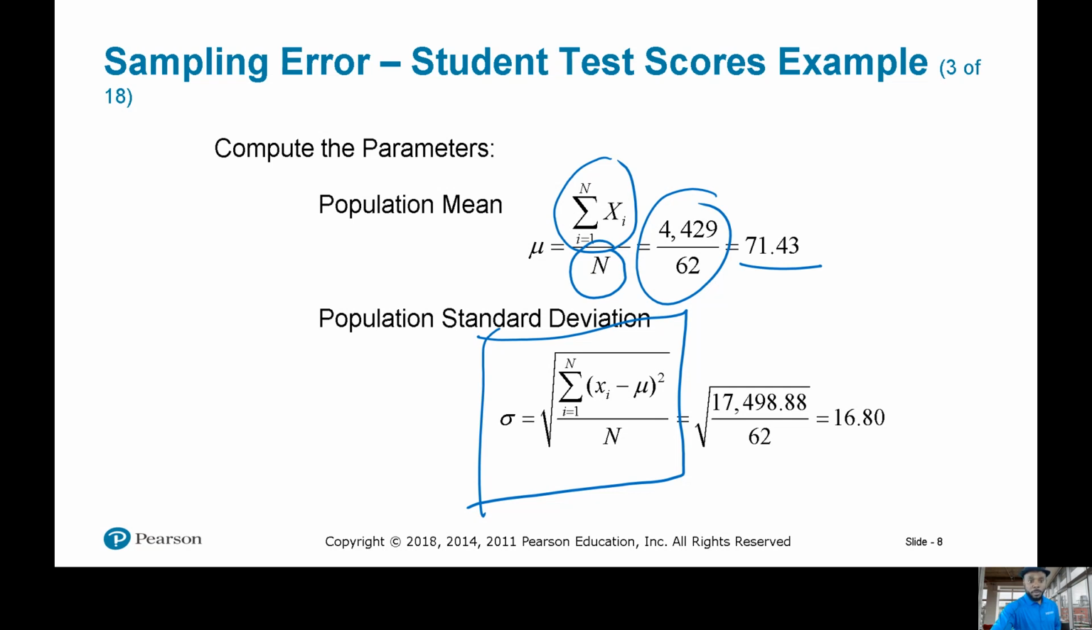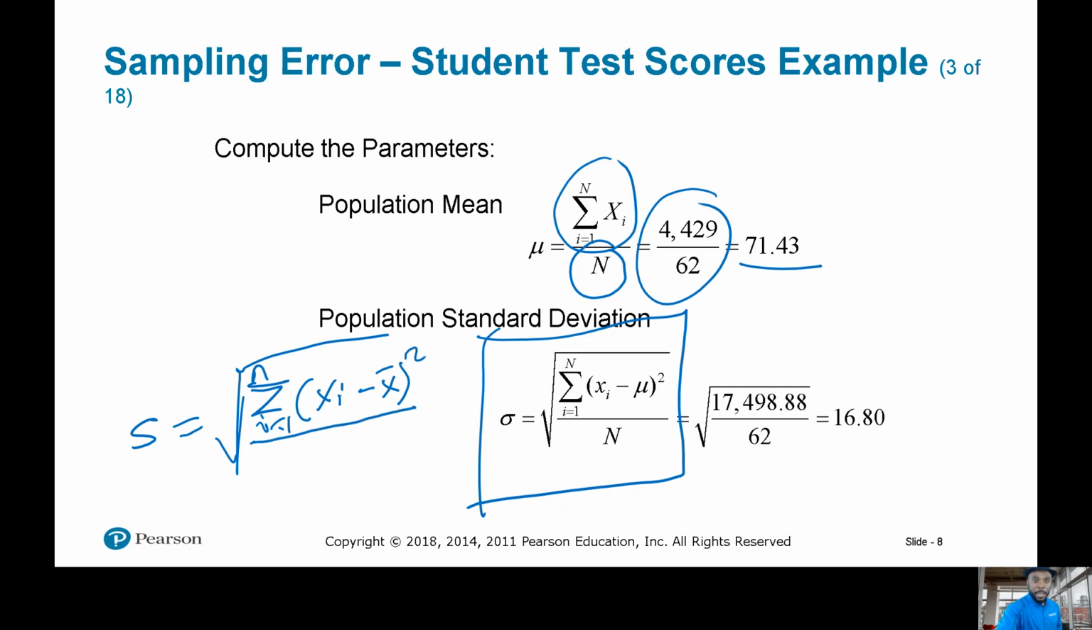If we were to find the sample standard deviation, which is S, recall this is going to be equal to the square root of the sum from i equals 1 all the way to the sample size n of (xi minus x bar), that's the sample mean, squared. But this time around it is divided by n minus 1. We looked at this in chapter 3, just trying to show you the difference.